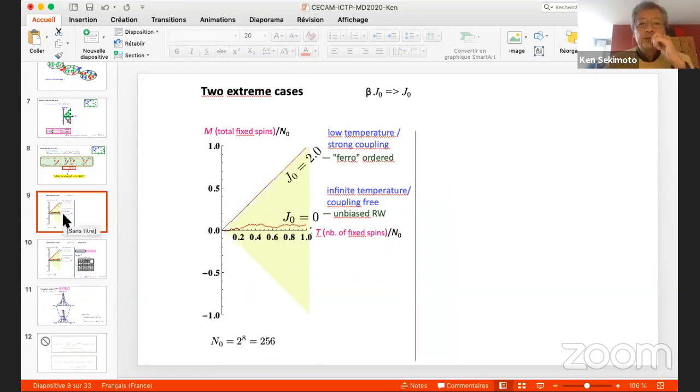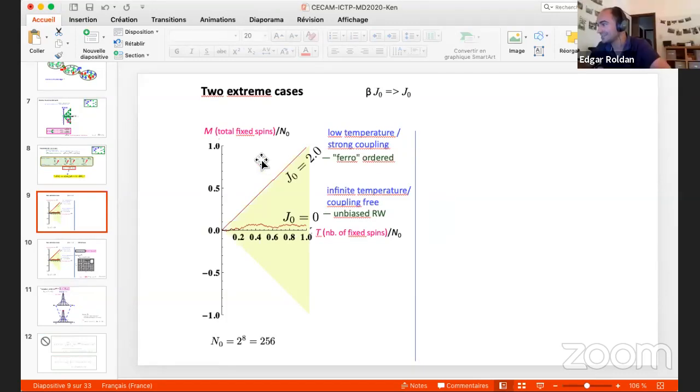For J0 equal to 2, the trajectory is almost a straight line. The question is whether this can be seen as a driven random walk. Yes, a biased random walk. Okay, so the answer is clear.